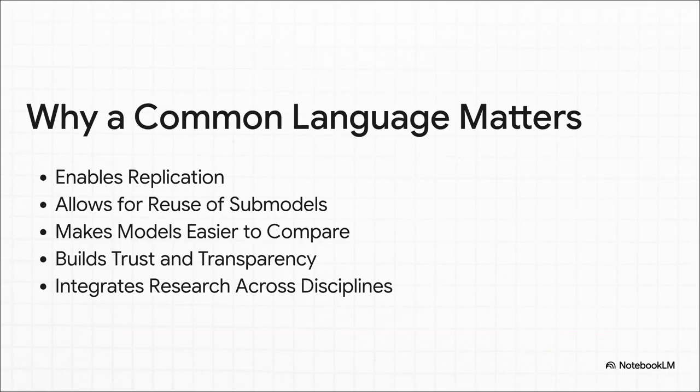And the benefits of having this common language, they are absolutely huge. For one, it makes replication possible. And that's the bedrock of all science, right? It lets people reuse parts of models, which saves a ton of time. It makes it way easier to compare different models. And of course, it builds that all-important trust and transparency. It's really about weaving the entire scientific community closer together.